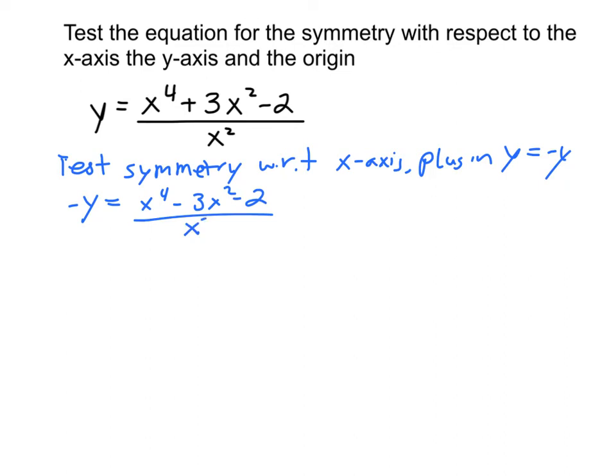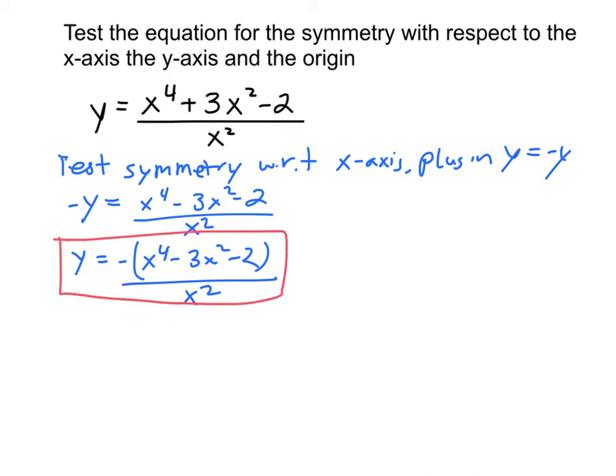2, divided by x squared. If I were to solve this for y, I would get y equals negative, and x to the fourth minus 3x squared minus 2, all divided by x squared. This is not the same thing as what we have up top, because this negative sign is there, and there's no way for it to go away. So we are not symmetric with respect to the x-axis here.